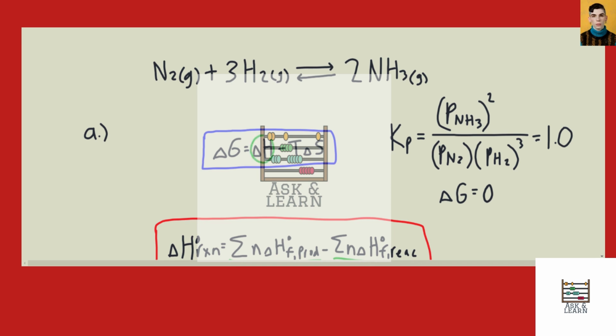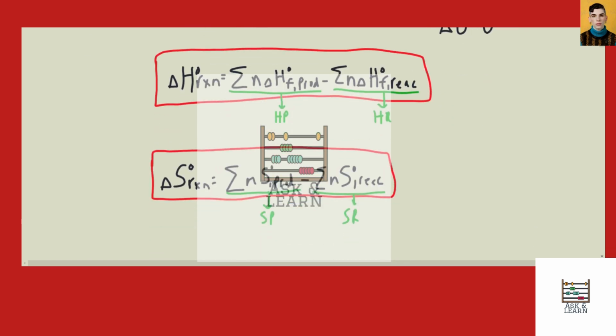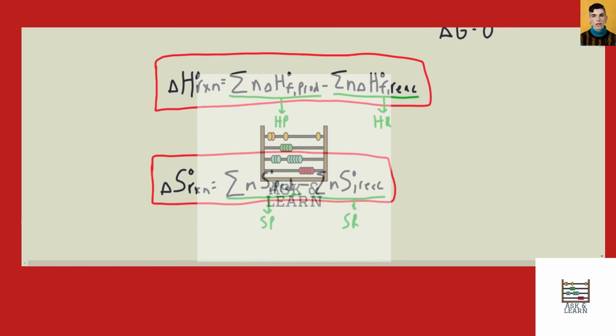So if we can calculate delta H and delta S, and we know that at equilibrium, which is what we want, the condition that we are given in part A, we know that delta G is equal to 0. We can solve for T using this equation. So that's the method that we are going to use for part A. We first need to find delta H and delta S of reaction using these two equations.